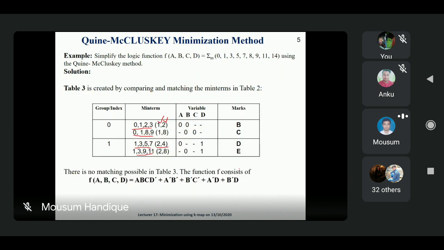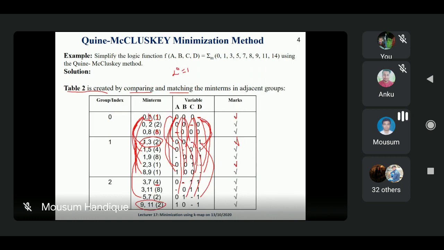Next, see here 0, 1, 8, 9. 0, 0, 1, 0, 1. This one is also 0. 0, 1, 8, 9: 8 is also present here, and 0 is also present here. So it is a tick. And where is the 9? 9 we can also tick.